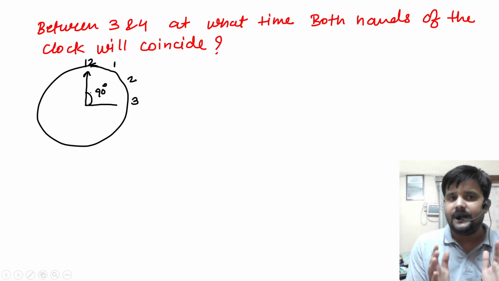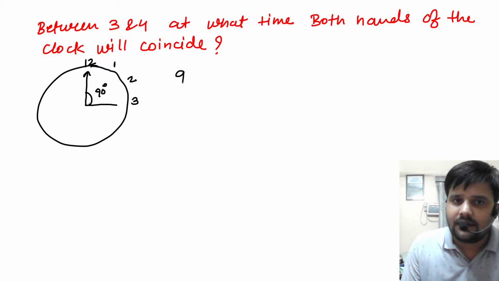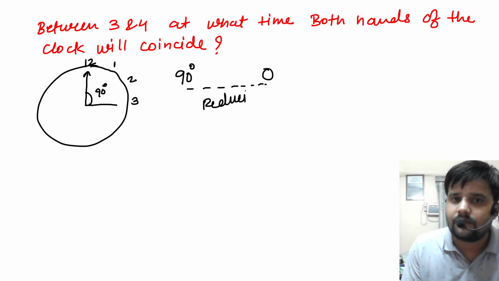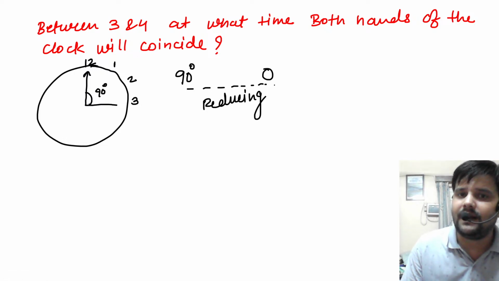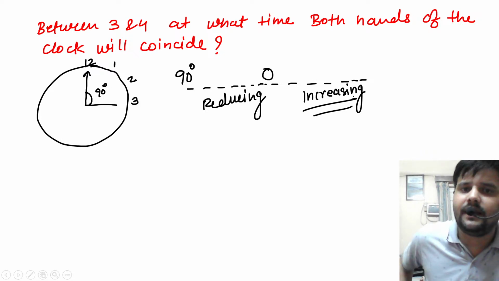So whatever the current angle or distance between them is, it will start reducing, isn't it? So from here the angle goes from 90 till 0, it will keep reducing. And after 0, what will happen? The minute hand will go ahead of the hour hand. So the angle will start increasing, because if the faster one remains ahead, the distance will start increasing.